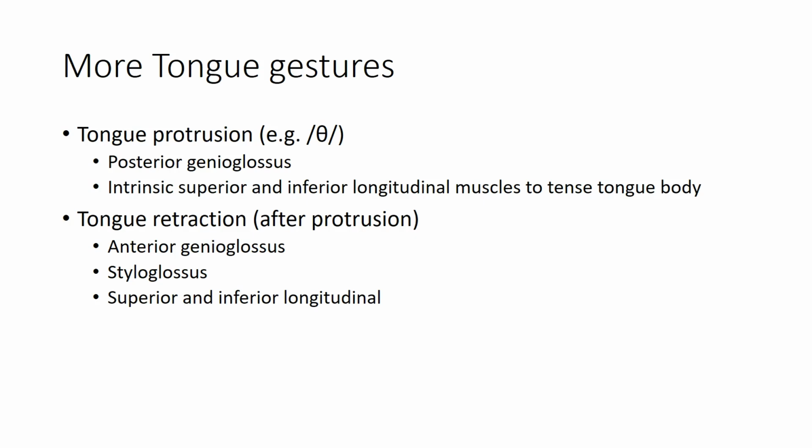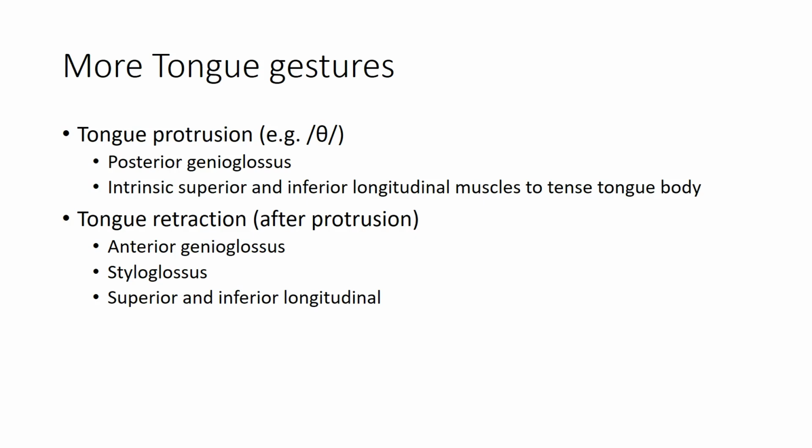Tongue protrusion happens for sounds like th, spelled with a th. Posterior genioglossus helps pull the tongue body forward, and then our superior and inferior longitudinal muscles will contract a bit to help tense that front part of the tongue to be projected between the teeth.